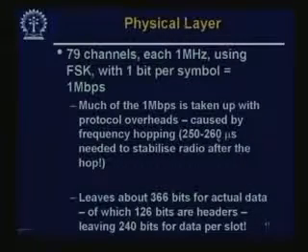So this takes about 250 to 260 microseconds needed to stabilize the radio after the hop. This leaves about 366 bits for actual data, of which 126 bits are headers, leaving only 240 bits for data per slot. So what was supposed to be 1000 bits has become 240 bits. But for small devices which are locally connected to each other, even 240 bits per second kind of speed may be more than enough. But there are so many different channels possible, 79 channels are possible.